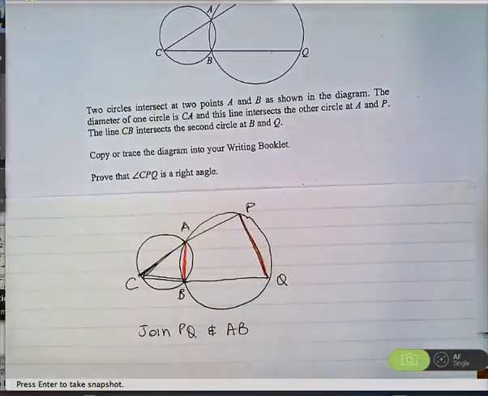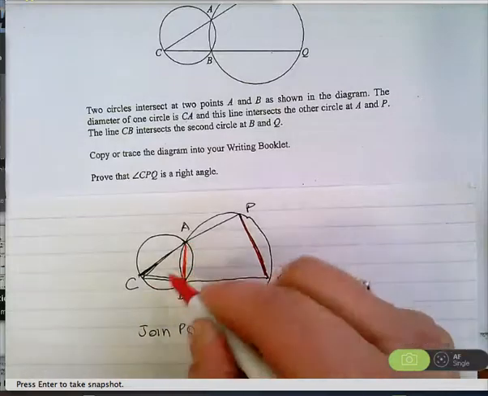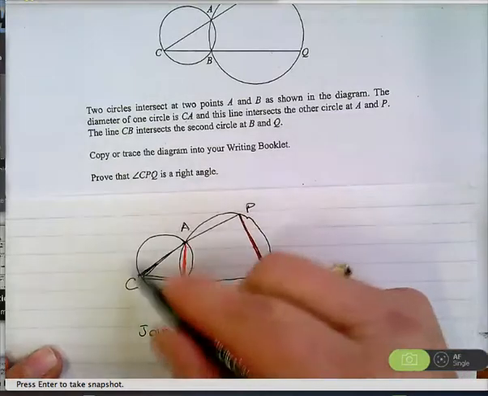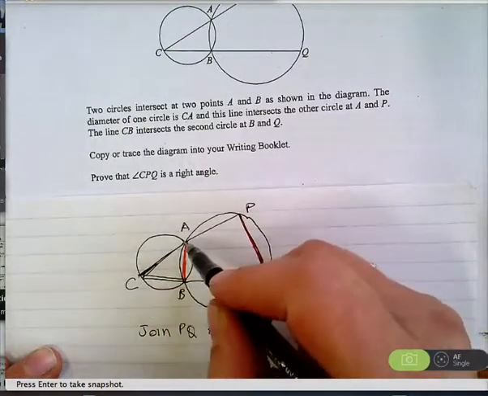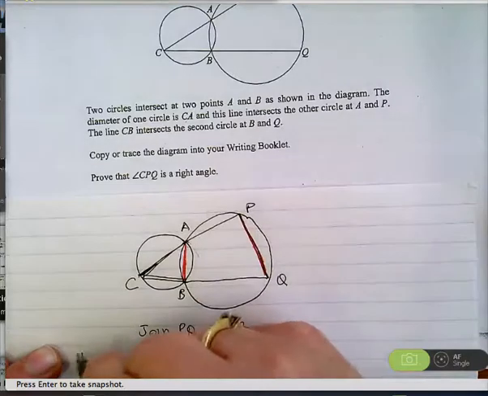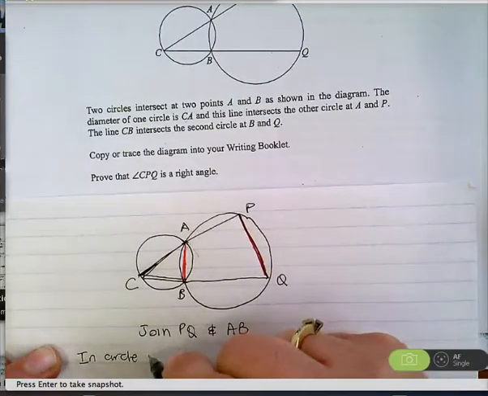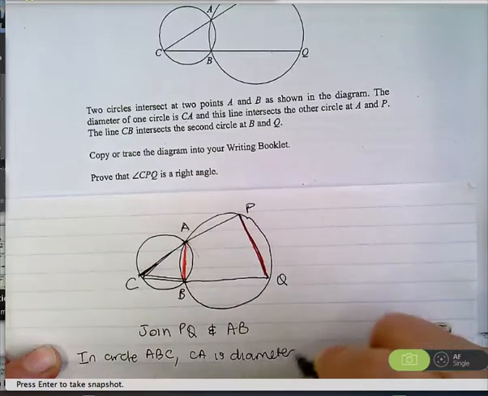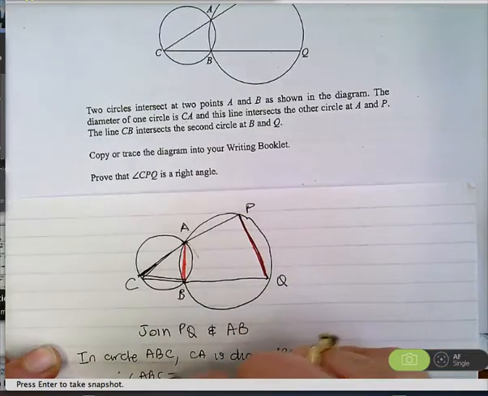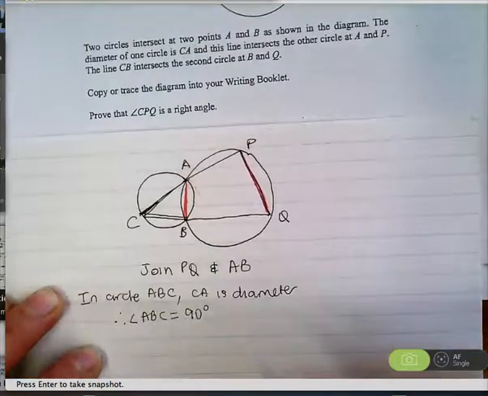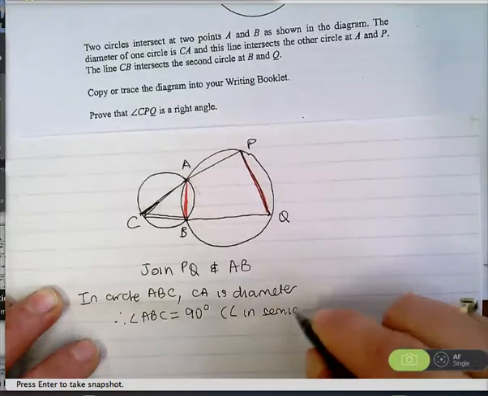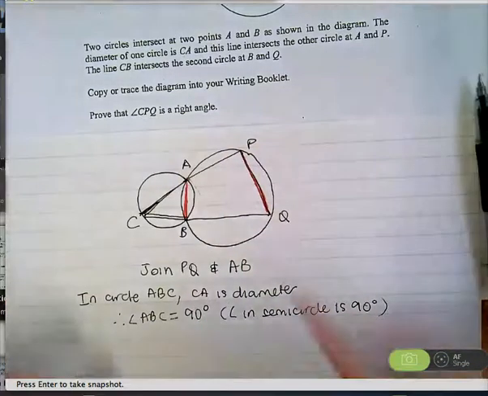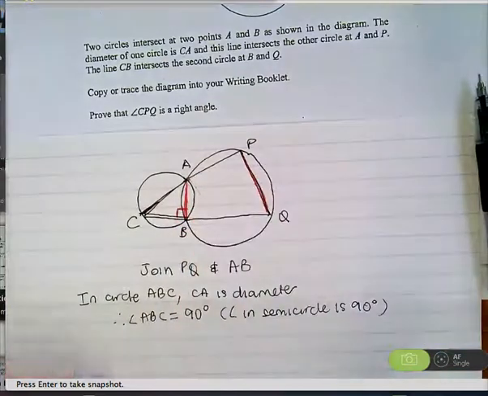Now, we know that CA is a diameter, so in the smaller circle, you can call it circle ABC because the small circle passes through the points A, B, C. But in circle ABC, we know that CA is a diameter, which they told us. Therefore, angle ABC equals 90 degrees. And the reason is that the angle in a semicircle is 90 degrees. So we know that angle ABC is 90.